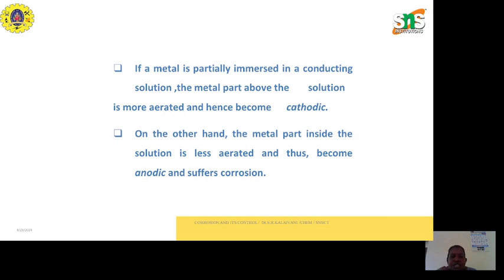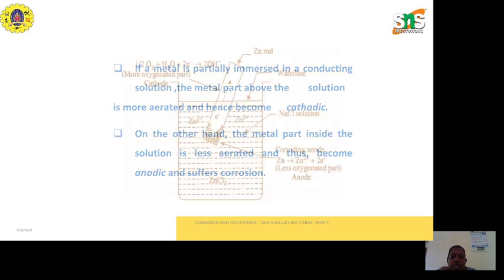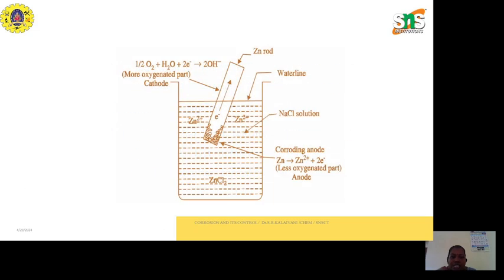If the metal is partially immersed in a conducting solution, the metal part above the solution is more aerated and hence becomes cathodic. On the other hand, the metal part inside the solution is less aerated and thus becomes anodic and suffers corrosion. So the less aerated part acts as the anode, and corrosion occurs.